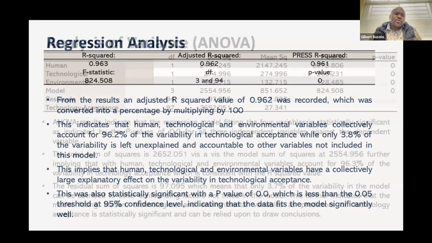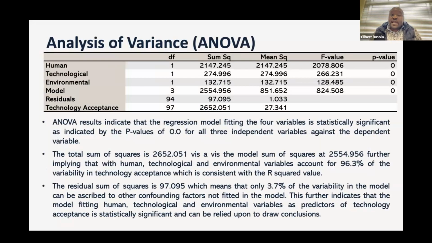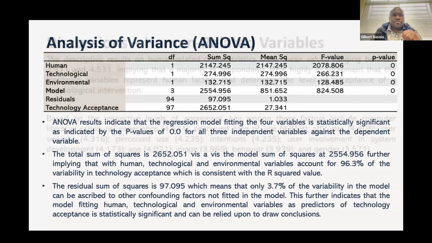is key. When we look at the analysis of variance, that is the ANOVA model, we still see it at around 96.3% in terms of variability in technological acceptance. Basically, and this is very consistent with the R-square value. And this basically confirms the previous one.